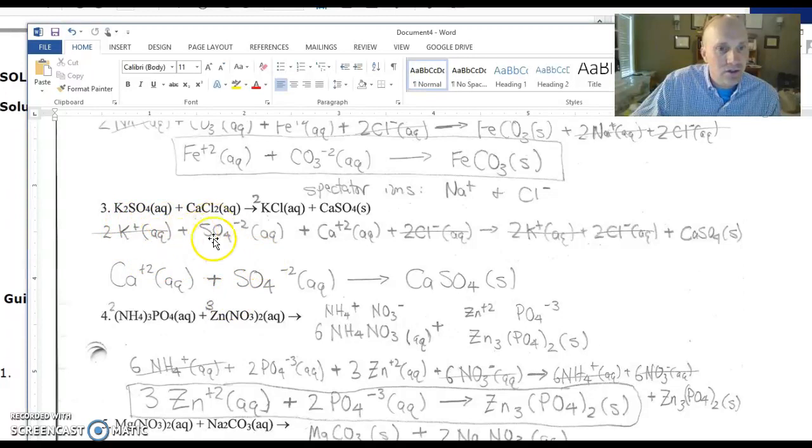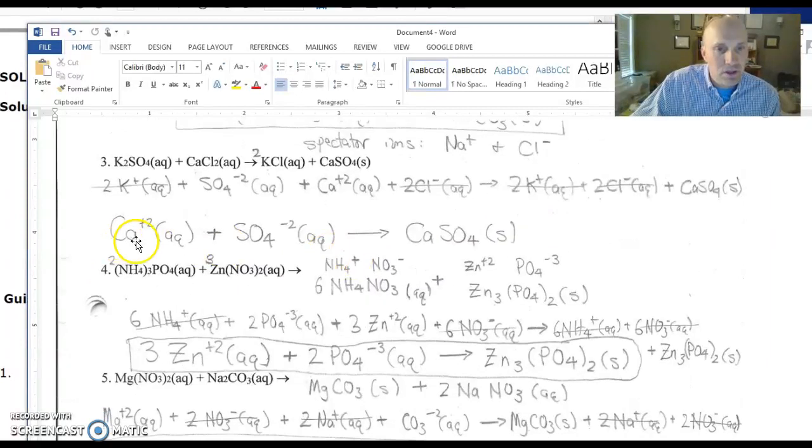Again, draw everything showing anything that's got an aqueous as the separate ions. The potassiums are the same on both sides. The chlorides are the same on both sides, and just bring down everything that stays the same. This would be the net ionic equation, and in this particular case, the spectator ions, even though I haven't written it down, would be your potassium ions and your chloride ions.